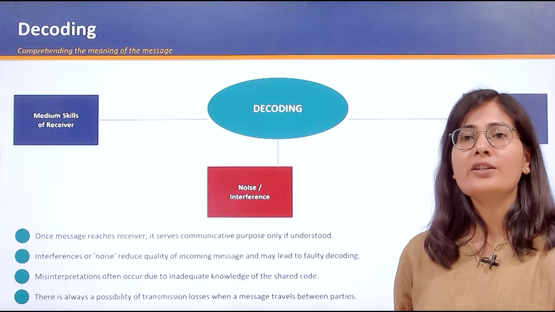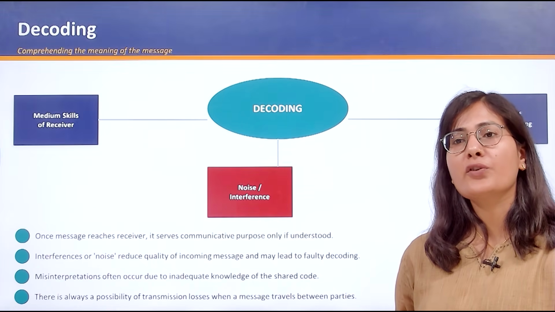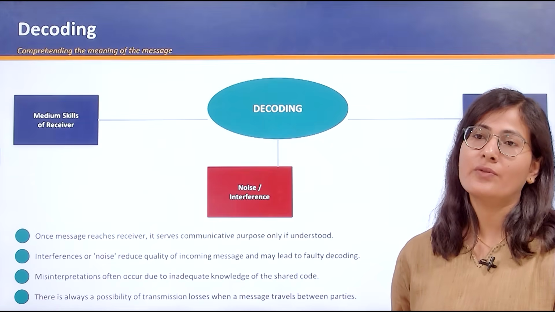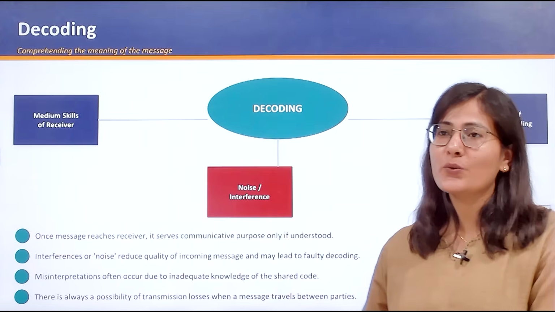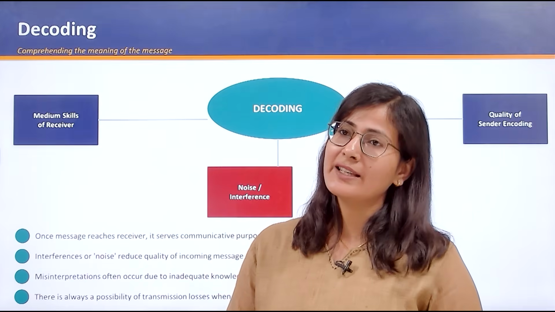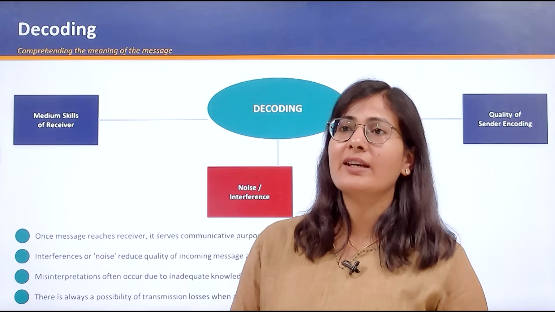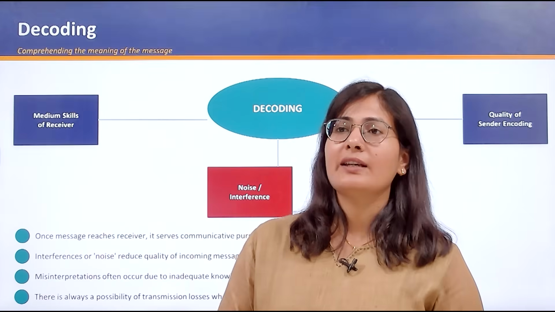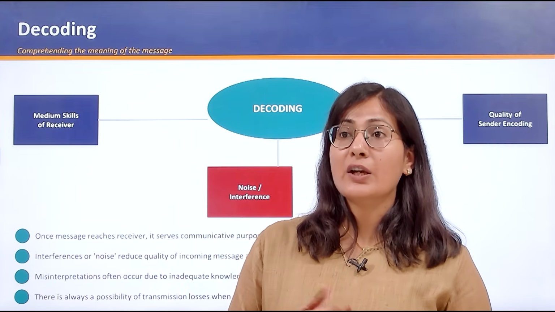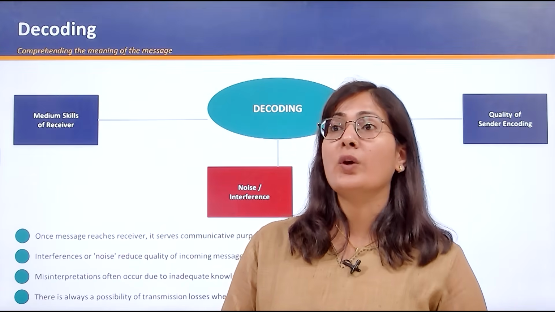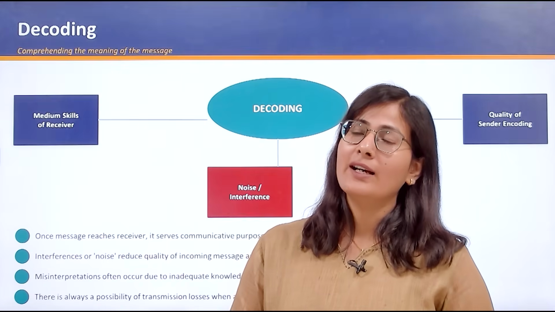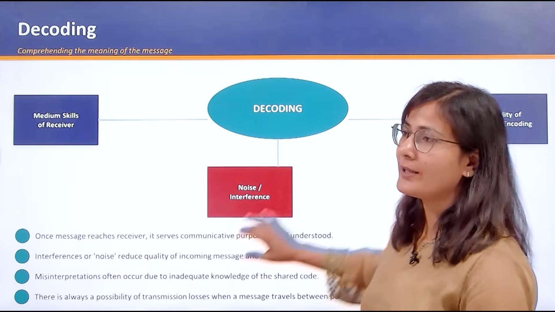There's always a possibility of transmission loss when a message travels between parties. When it travels between multiple parties, there's a possibility that your message gets distorted, or sometimes it may lose the intended meaning, right? The decoding process also depends on the quality of the sender's encoding, right? And also the ability of the sender in encoding the message, right?